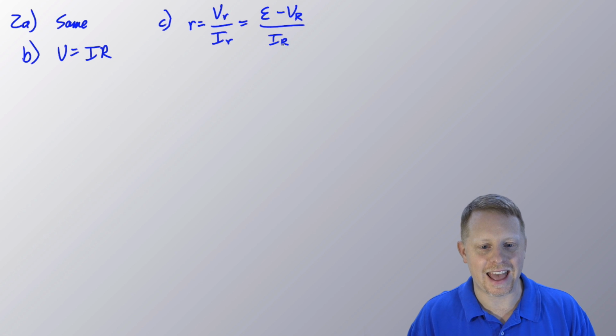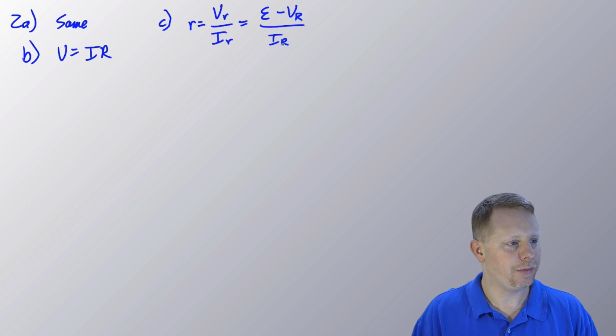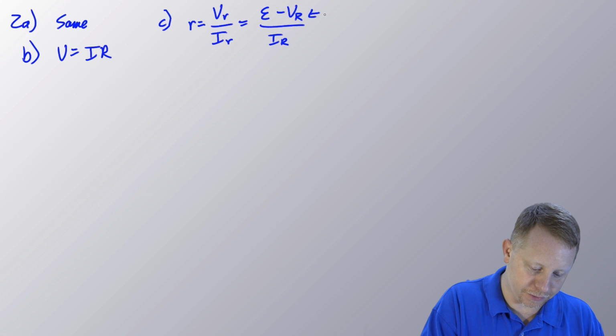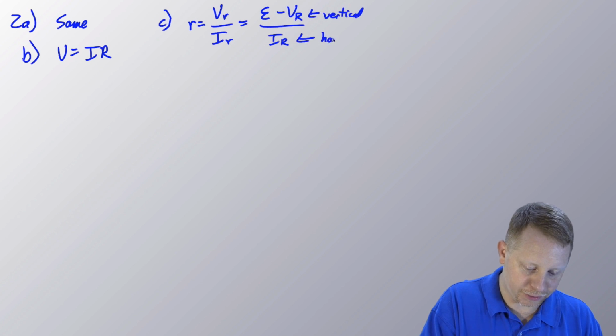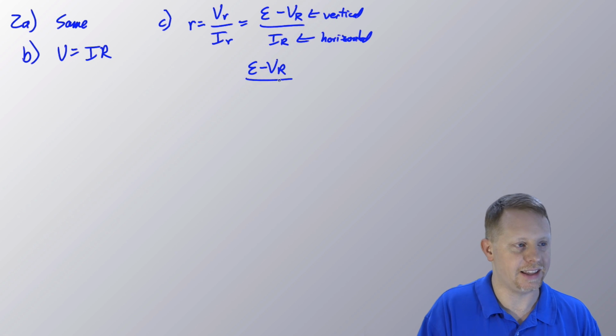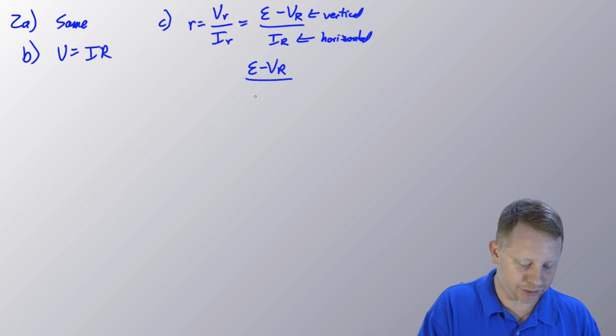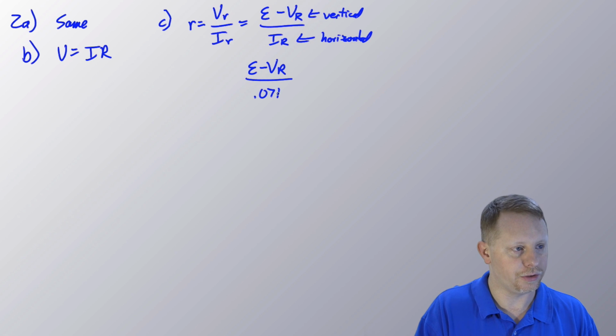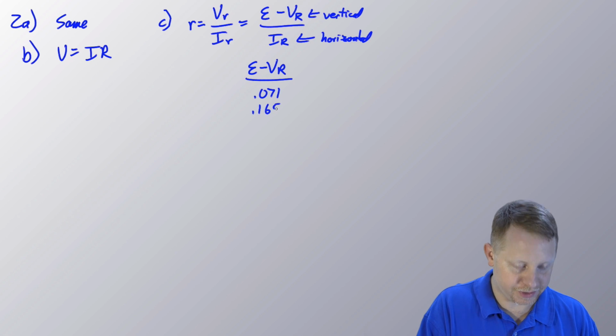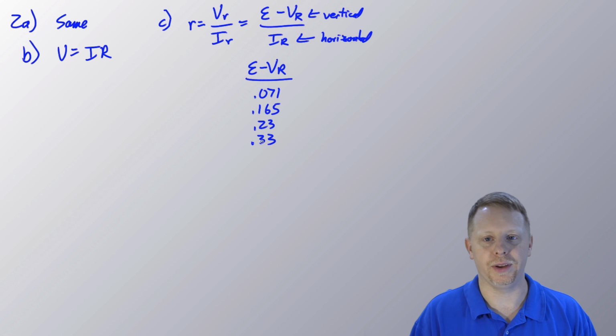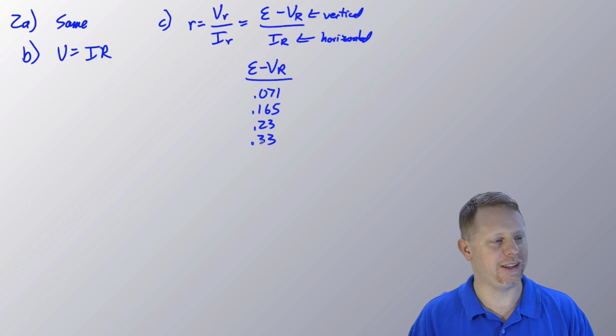So what do I need to add to my plot? Well, first off, I would say this goes on our vertical axis. There's our horizontal. And I'd add a column for E minus VR to the data table, and when I do that, I come up with the values going down 0.071, 0.165, 0.23, and 0.33. And that, I think, would get you to where you need to go.